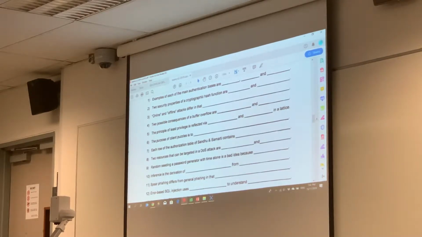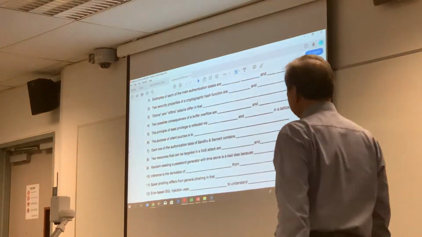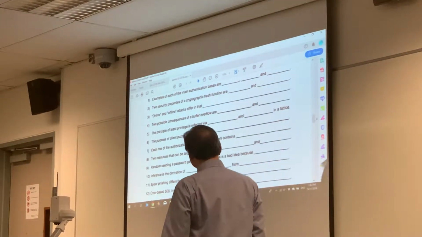Each row of the paper of Sandhu Samarati contains what? Who is Sandhu? I don't know. Who is Sandhu? The father's son. Yeah. And Samarati?